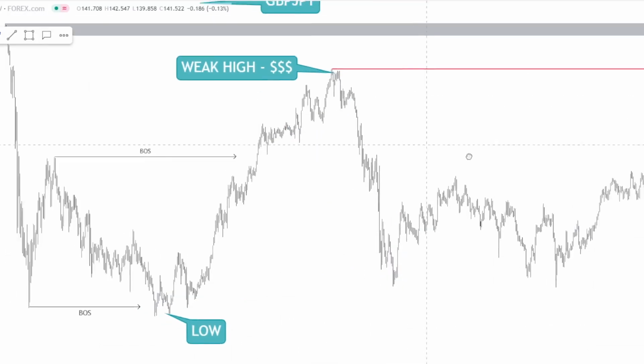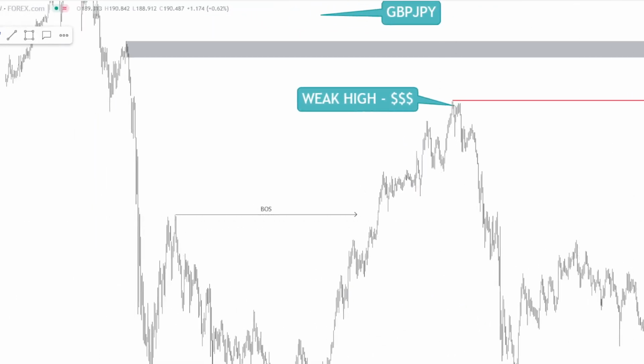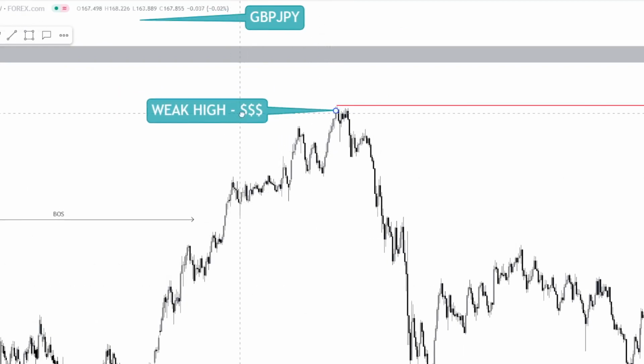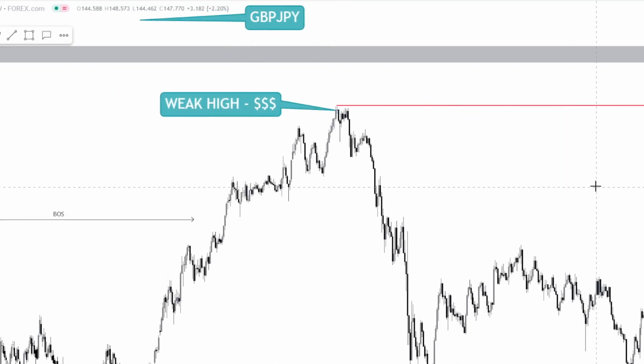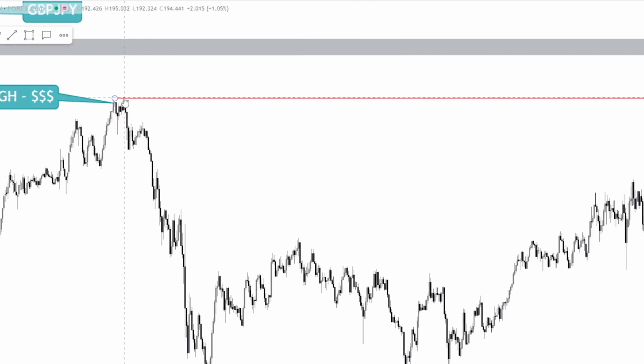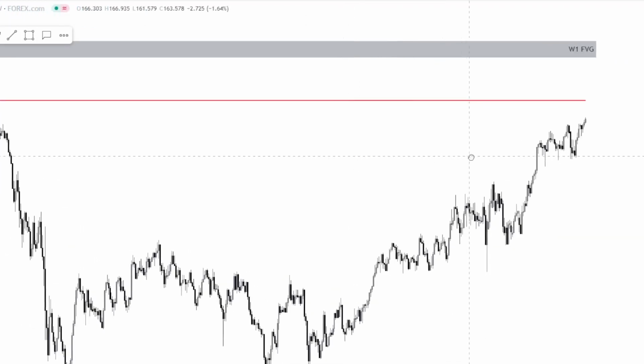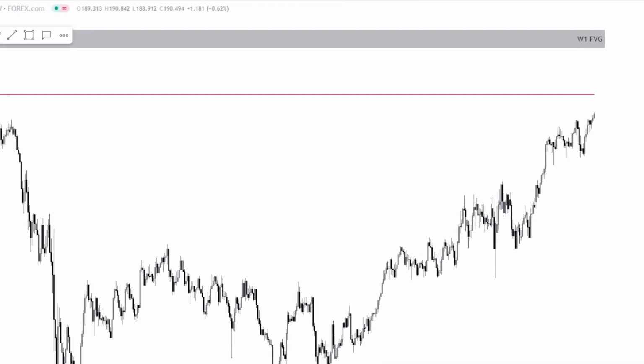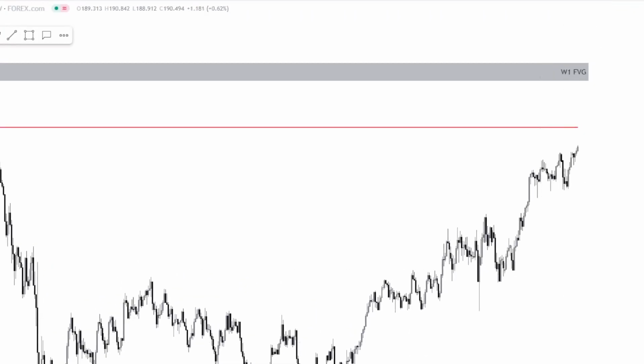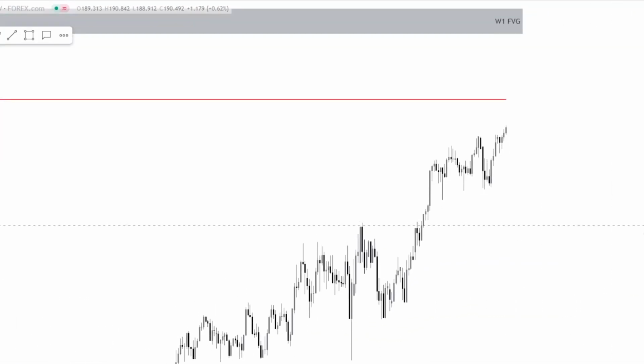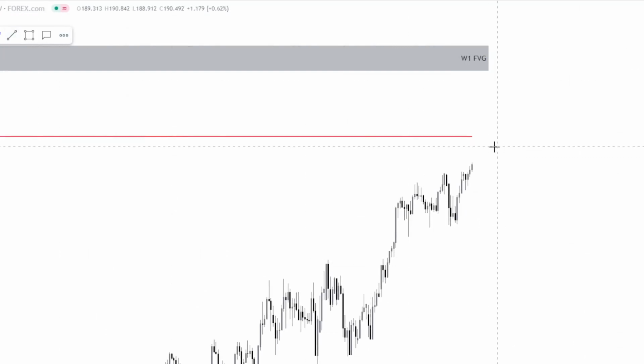And weak highs are targeted highs, and hence why I've got the dollar signs next to it, because the dollar signs, as we know, represent liquidity. So if we take this to the right of us, we see a red line over here, which represents that large liquidity pool on the weekly time frame. So if anything, the bias for the weekly time frame is bullish, at least getting up to this red line, sweeping this.